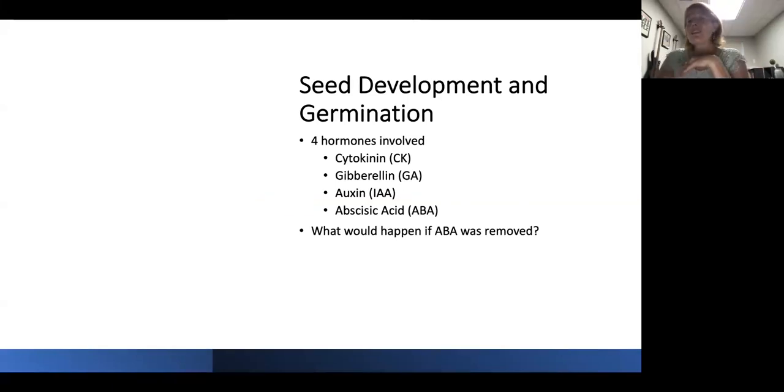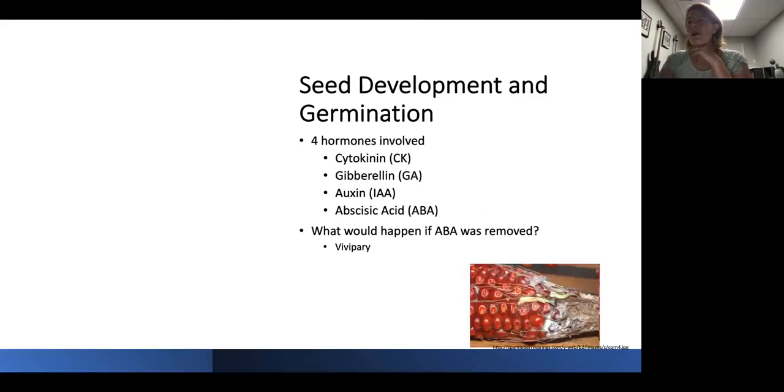So we can actually see an example of what happens if abscisic acid is removed or disappears early. We have something called viviparity. And this is when a seed germinates in a completely inappropriate place. So here we have a cob of corn, and we have some corn seeds that have already started the germination process. It's very warm in Arizona, obviously.